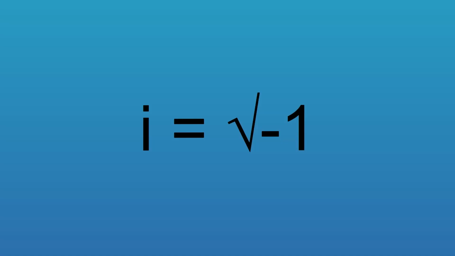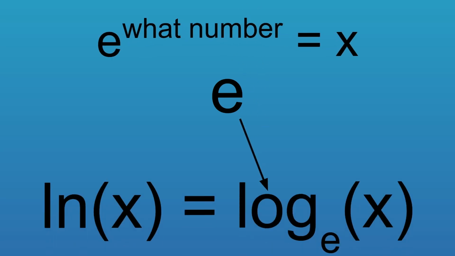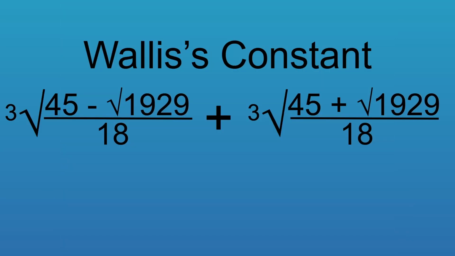Okay, so the first number here, oh, hang on a sec. Okay, so the first number here is Euler's number. It's the base in the natural logarithm. Basically, e to the power of whatever number gets you x. But this is pretty easy. So next up, we have Wallace's constant. Hey, wait a second. Grr.